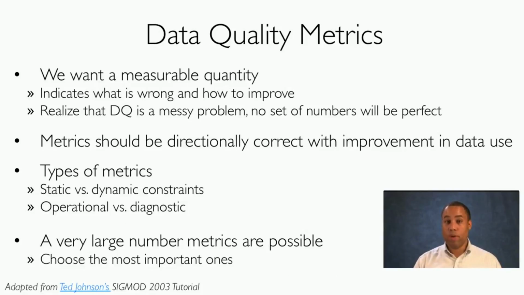In terms of data quality metrics, we want a measurable quantity, something that indicates what is wrong and how we can improve. Now, the challenge here is that we have to realize that data quality is a messy problem and there's no set of numbers that's going to be perfect. But we want metrics that are directionally correct and improve as we use our data. Examples of types of metrics are static and dynamic constraints, or operational and diagnostic metrics. Now, there's a very large number of possible metrics that we could have. We want to choose the most important ones.